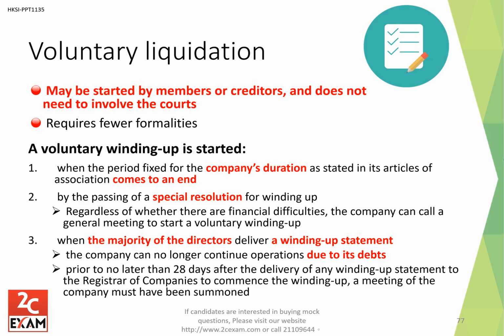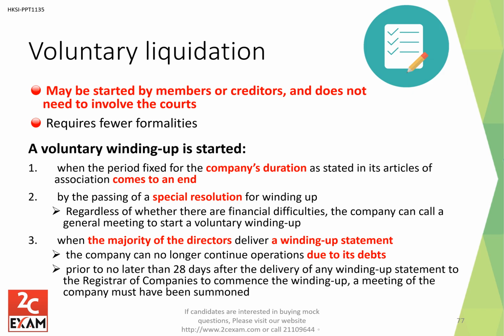Second, a company can decide to voluntarily liquidate by passing a special resolution, which requires the approval of at least 75% of the members. Regardless of whether there are financial difficulties, the company can call a general meeting at any time to liquidate and close the business.